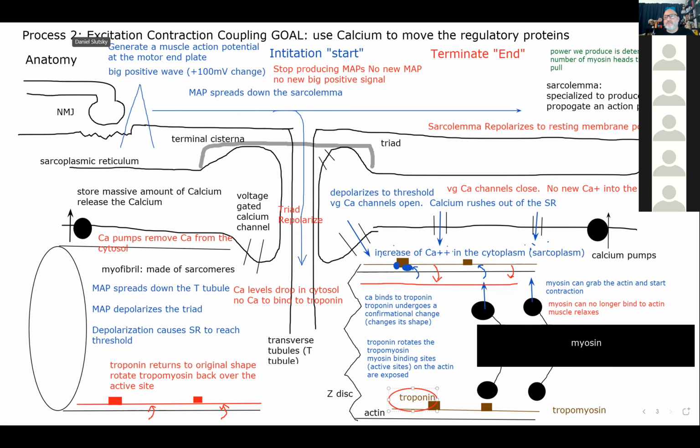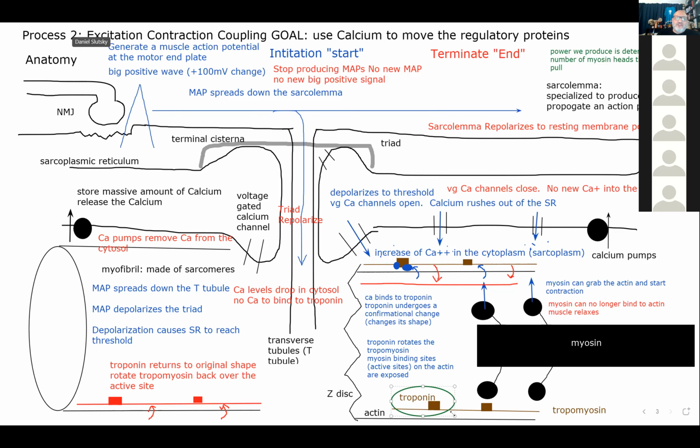Troponin is super sensitive to pH changes. And so as the pH changes a little bit, its binding site changes, and it's harder for calcium to bind to it. So let's think about this.